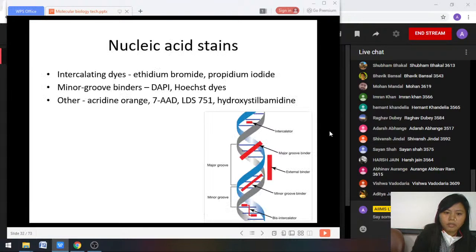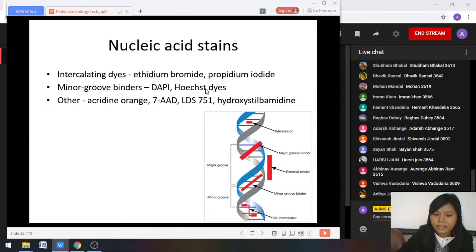Right. So ethidium bromide, as we talked about, is one of the intercalating dyes. Other examples are propidium iodide. You have other dyes like DAPI, which is a minor groove binder. It is just indicating the position where it binds to the DNA. It is non-specifically binding to nucleic acid. Intercalating dyes bind between the linkages. The minor groove and major groove binding dyes bind at the appropriate position.